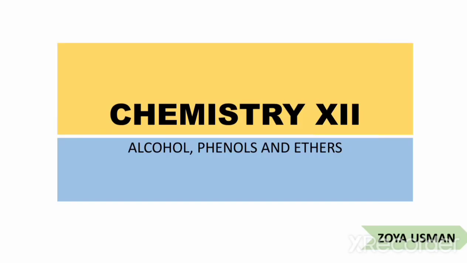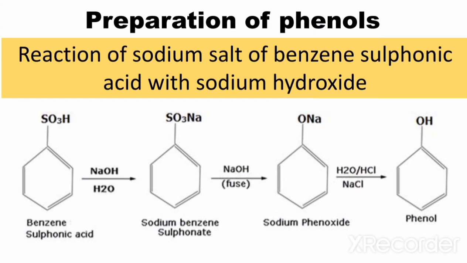In this video, we will learn about the preparation of phenols. So, firstly, we will discuss the reaction of the sodium salt of benzene sulphonic acid with sodium hydroxide. As you can see in the reaction below, there is a benzene sulphonic acid, in which benzene is a closed ring on which the sulphonic acid is attached.